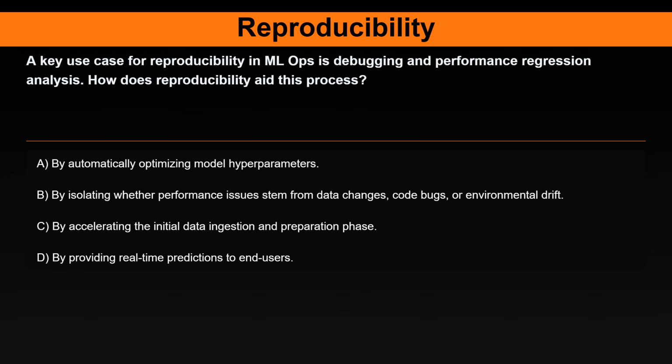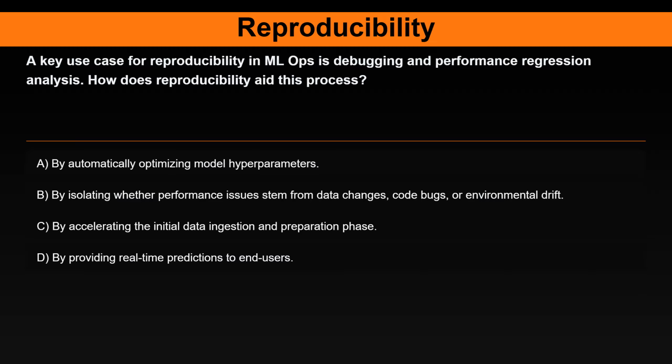Question 3. A key use case for reproducibility in MLOps is debugging and performance regression analysis. How does reproducibility aid this process? Option A. By automatically optimizing model hyperparameters. Option B. By isolating whether performance issues stem from data changes, code bugs, or environmental drift.